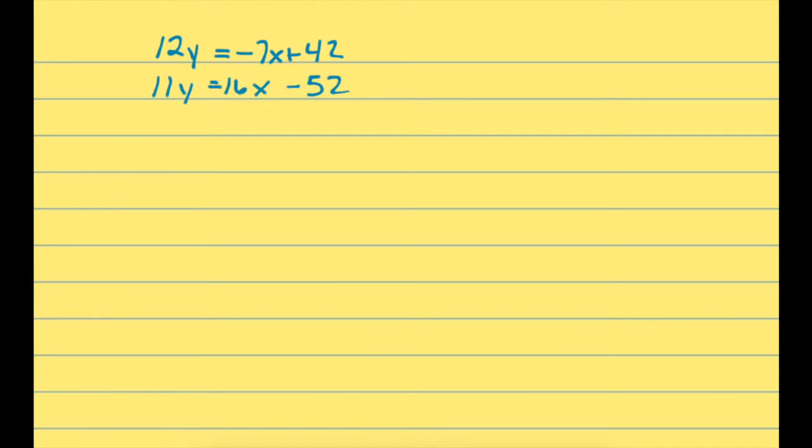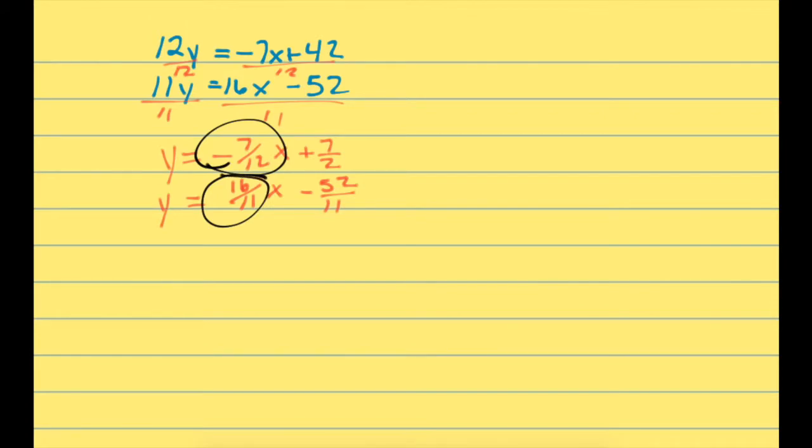So for the first one, we divide both sides by 12. We get y equals -7/12 x plus 7/2. The second equation we divide by 11. We get y equals 16/11 x minus 52 over 11. So if we look at the slopes of these lines, are they opposite reciprocals of each other? No, they're not. So those lines are not perpendicular. They're also not parallel, but they're definitely not perpendicular either.